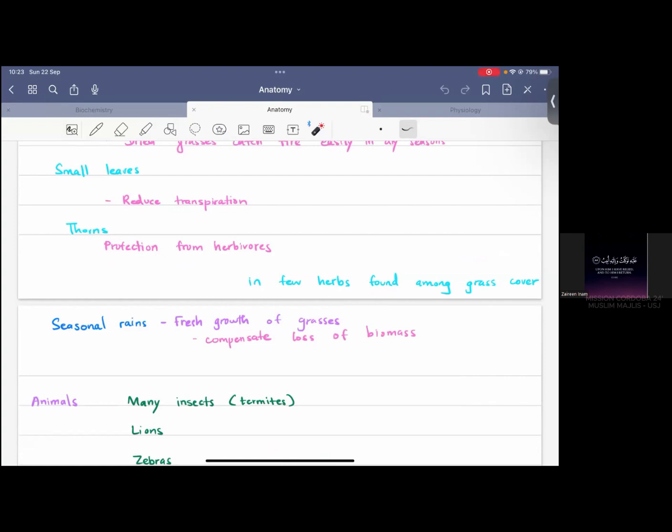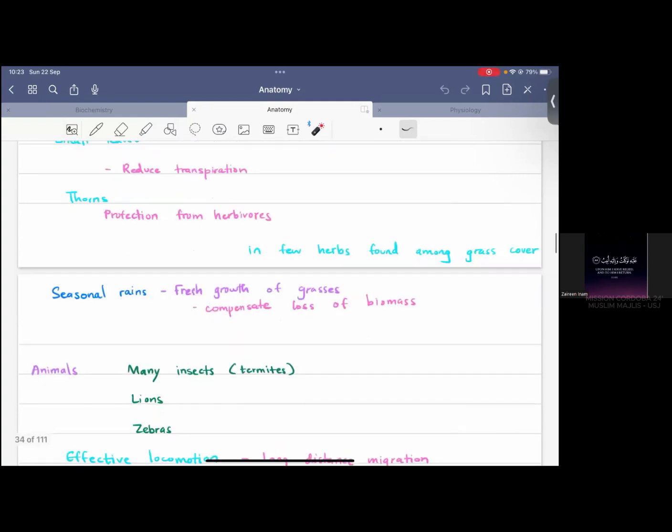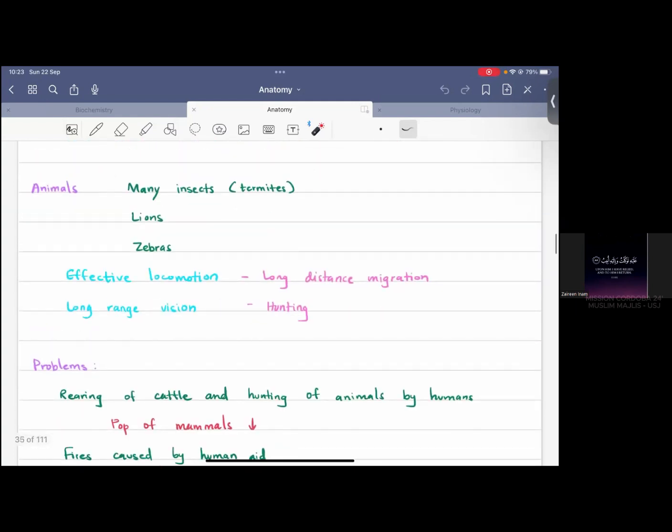They also have some seasonal rain, so that there will be a fresh growth of grasses to compensate for those which were lost. I told you that during the dry season, they might be dried and they might catch fire. So there is a very good loss of biomass, and you have to compensate it. To compensate it, there is seasonal rain which will help in the fresh growth of the grasses. When we come to the animals here, there are many insects, mainly termites.